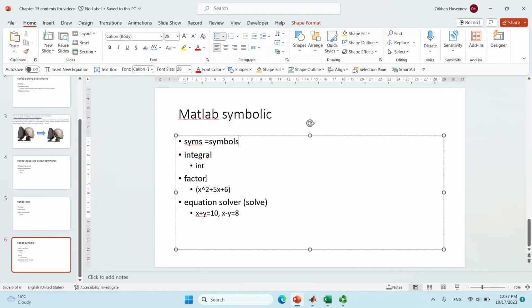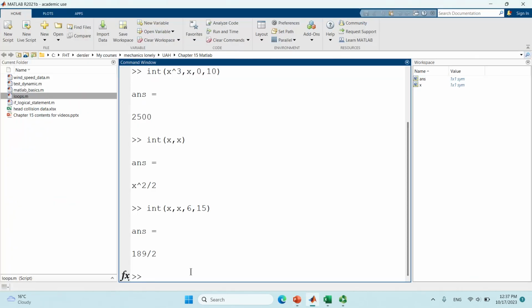And also we have the factor. For example, say that I have an equation x squared plus 5x plus 10. That's our equation. Say that equation is x squared plus 5x plus 6. This is my equation. So what I will do in MATLAB is that I will just say factor this equation. Okay, x plus 2, x plus 3. This is how it works in MATLAB for the symbolic operations.